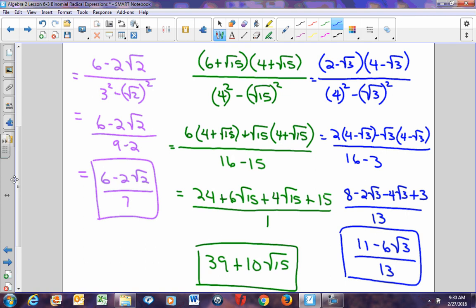Okay. So this is binomial radical expressions. A little complicated in spots, but not too bad. Just remember how you can add things. They have to have the same index number and the same number underneath that radical.